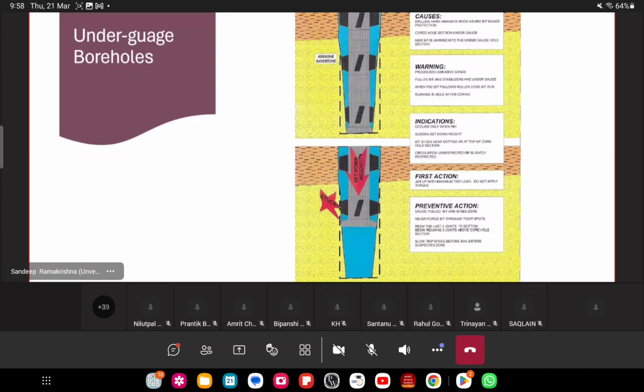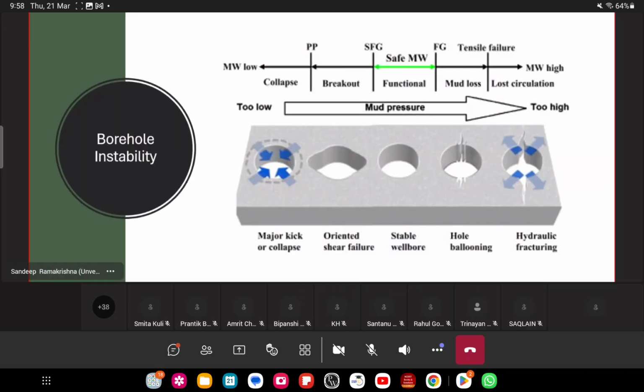This kind of scenario is a risk scenario where you suddenly see that your bottom hole assemblies could get stuck because you don't have a very well gauged wellbore. In certain places, it is undergauged. This was all about stuck pipe.